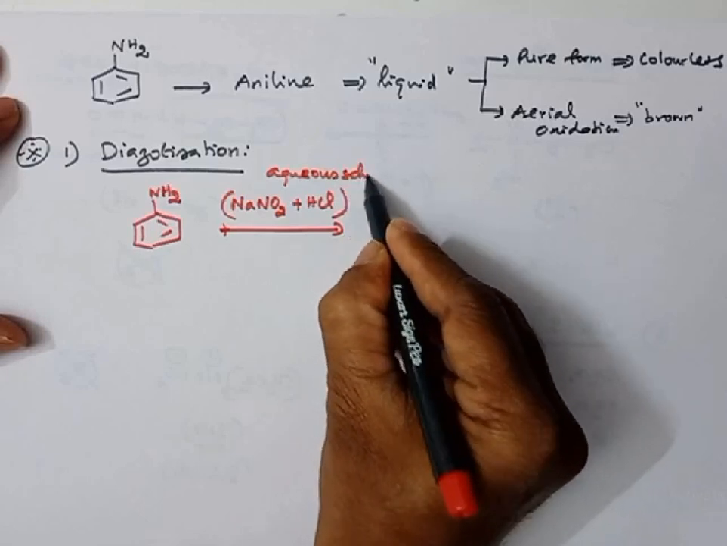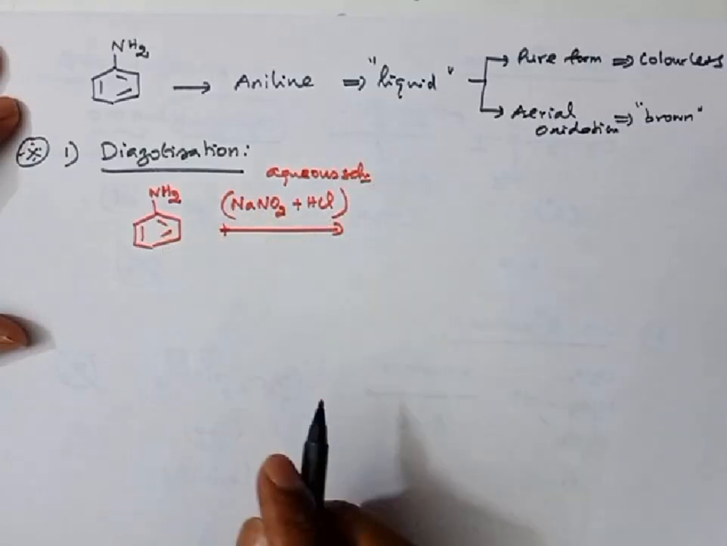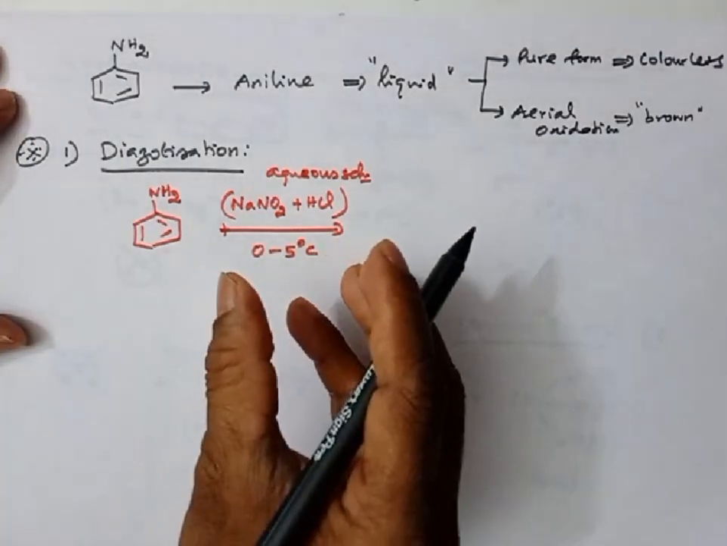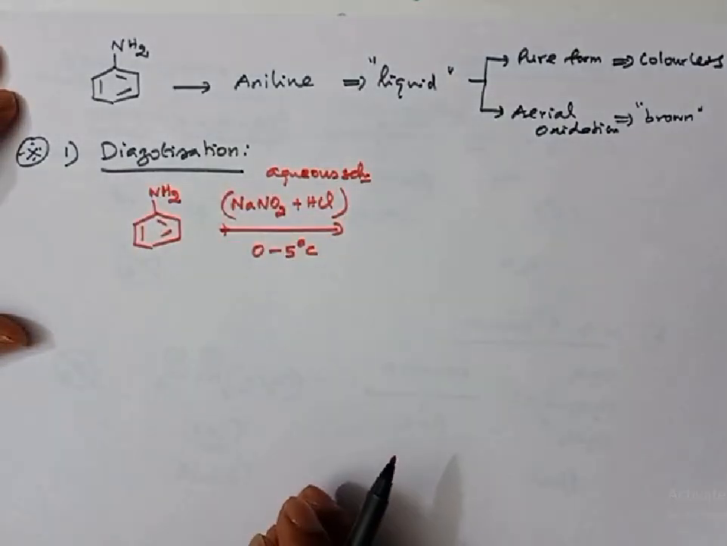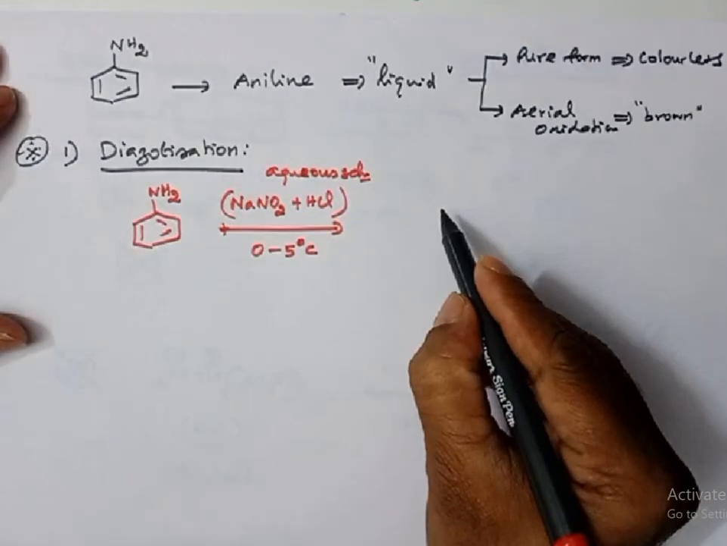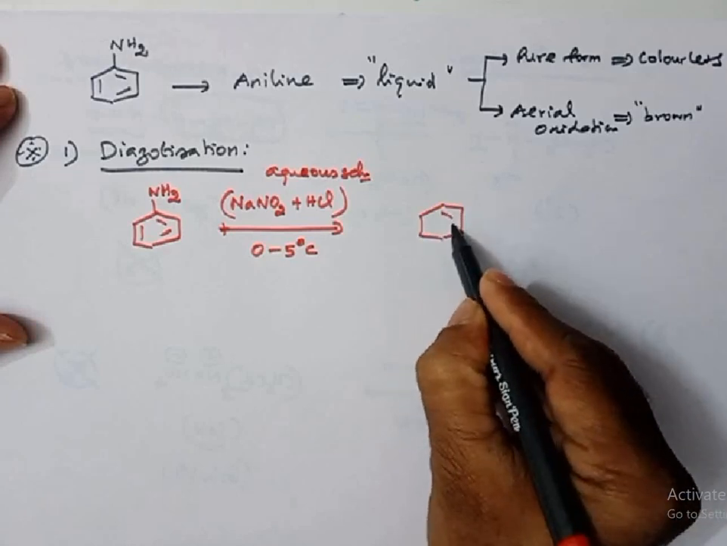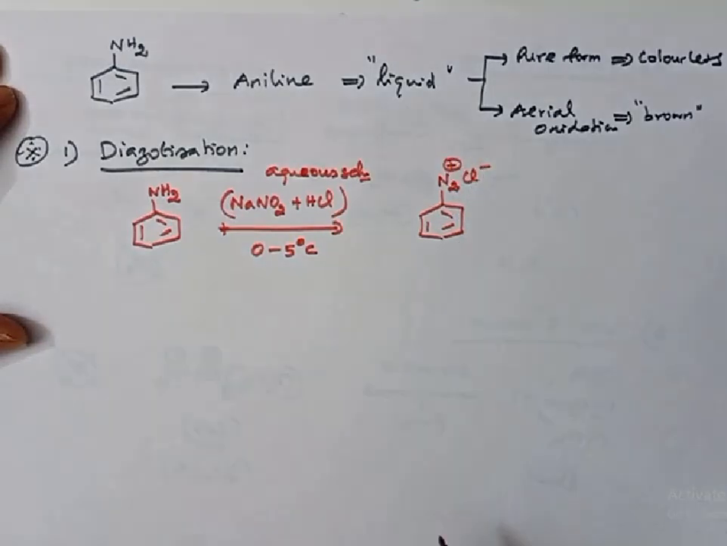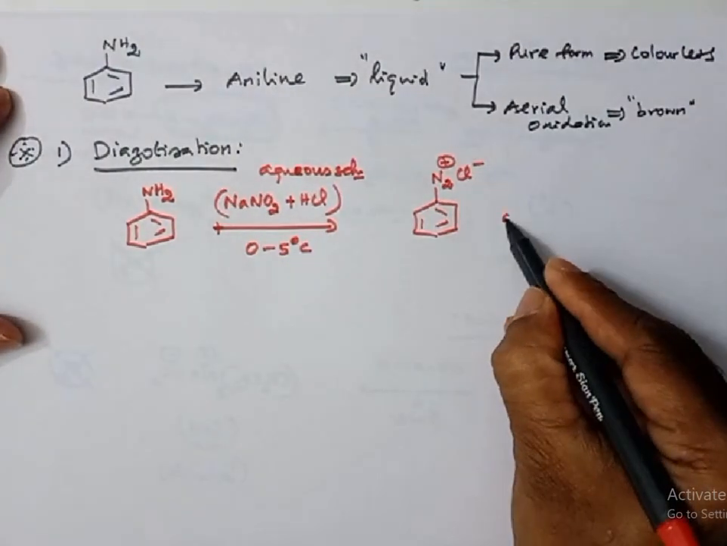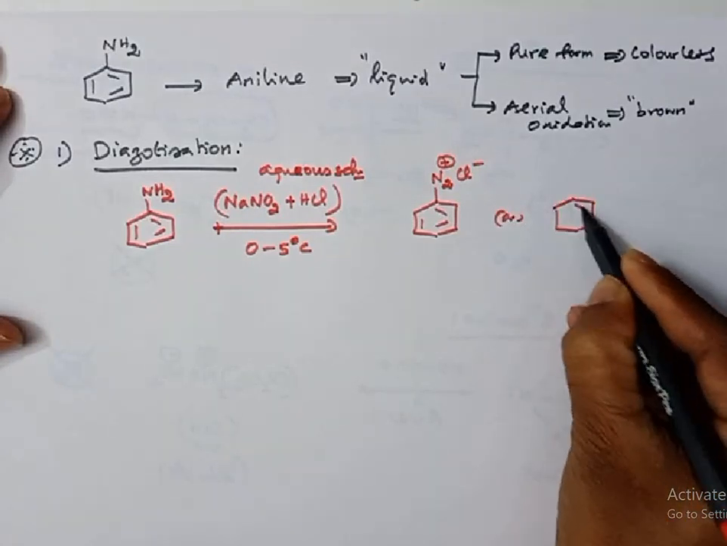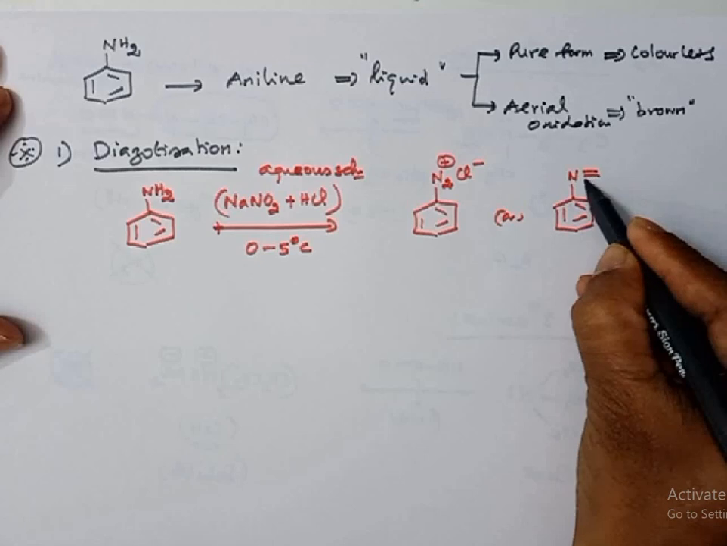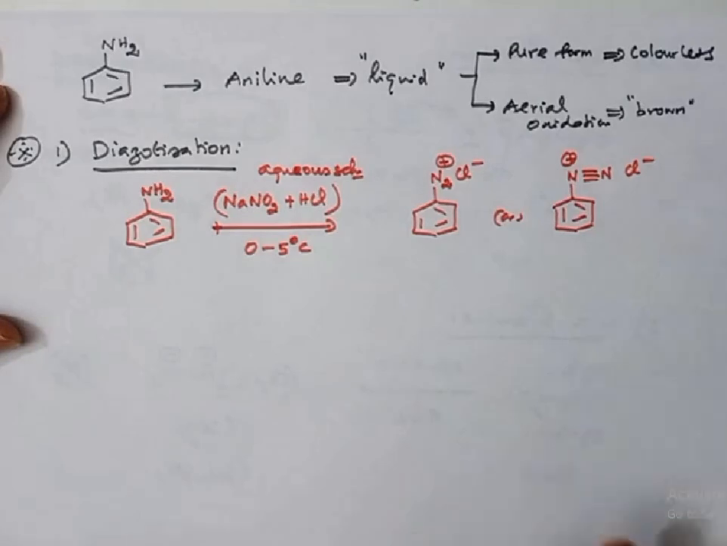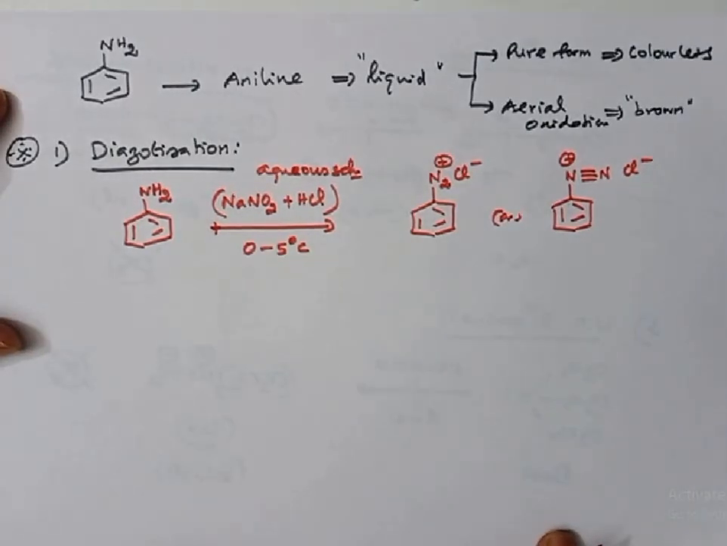You take aqueous solution of NaNO2 and HCl, mix it with aniline under cold condition between the temperature 0 to 5 degrees Celsius. Under ice cold condition you have to carry out the reaction. And what we'll get? We get this compound called benzene diazonium chloride, N2+ Cl-. We get this product. Okay, you can also write like this: benzene N triple bond N, and put positive charge on this nitrogen and Cl-. You can also write like this: benzene diazonium chloride.